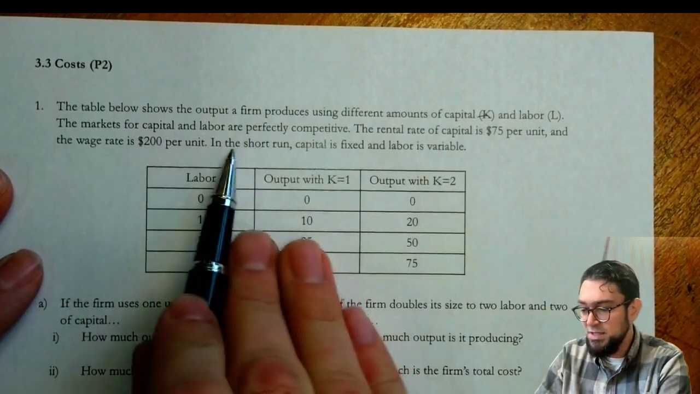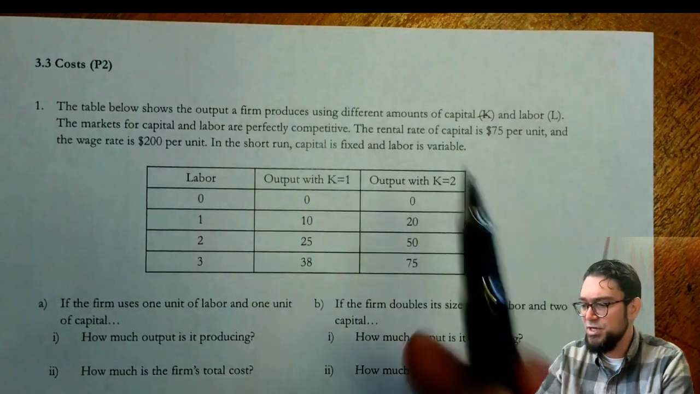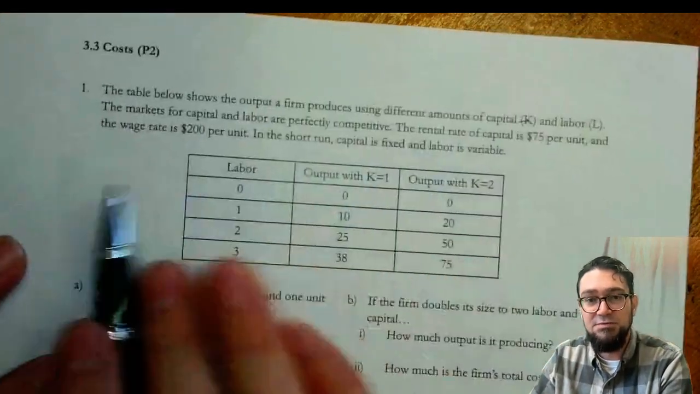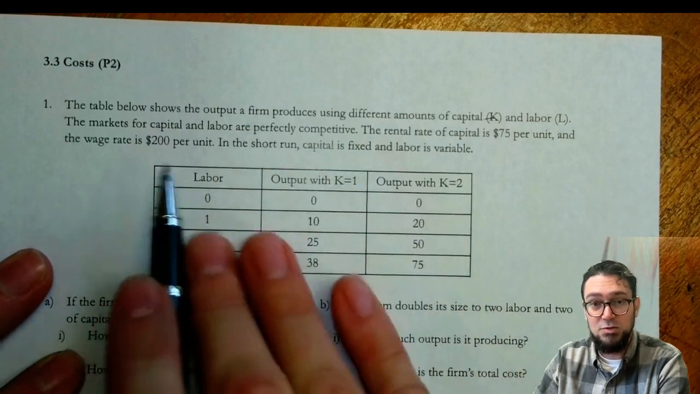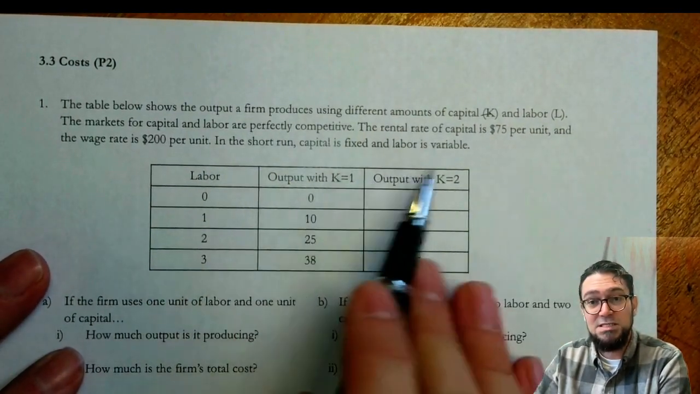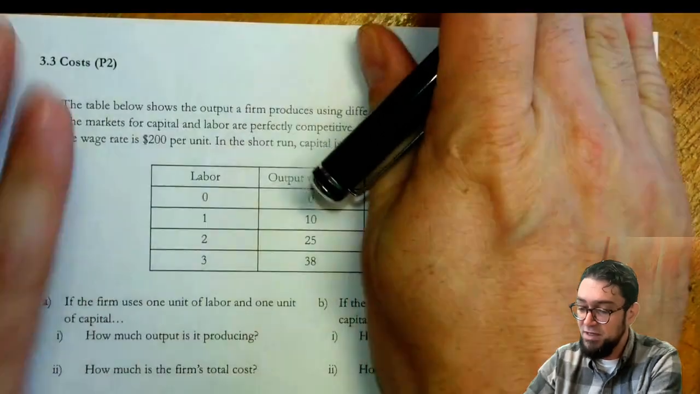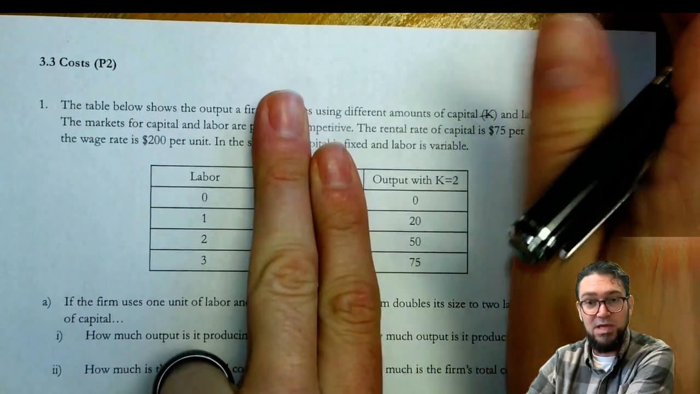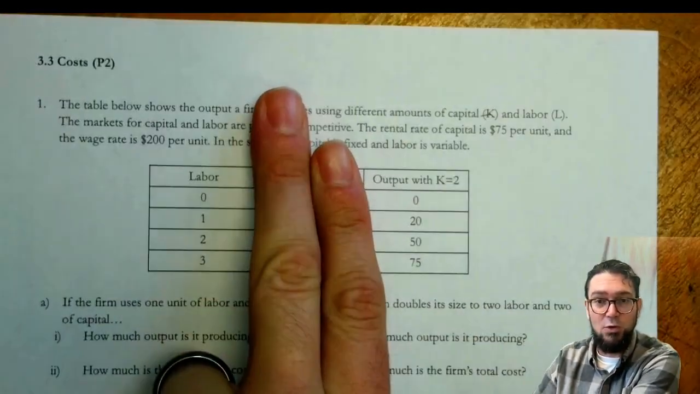The markets for capital and labor are perfectly competitive, and they're telling us that so that we know that these prices aren't going to change. The rental rate or the price of capital is 75, and the wage rate is $200 per worker. We say unit, but it's a worker, right? In the short run, capital is fixed and labor is variable. So you could either have this scenario where you have one machine, or you could have two machines and all these different quantities of workers.